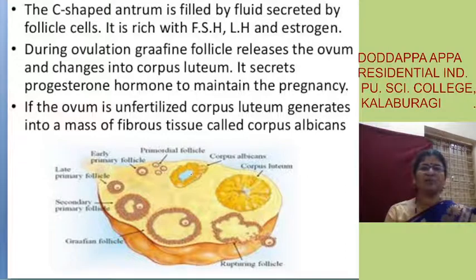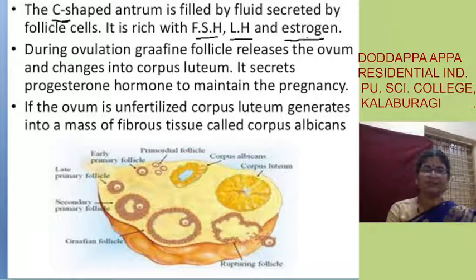Now, what I told just now is there. The antrum is C-shaped. And the antrum is filled with the fluid which is secreted by follicle cells, that is, membrana granulosa, and it is rich in FSH, LH and estrogen. The liquor folliculi is rich in these three hormones, that is, follicle stimulating hormone, luteinizing hormone and estrogen. And during ovulation, the follicle releases the ovum. This ovum is released out of the ovary, and this process is called ovulation.